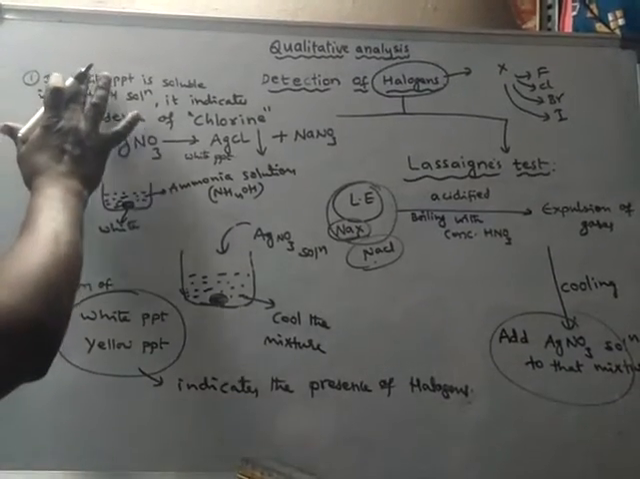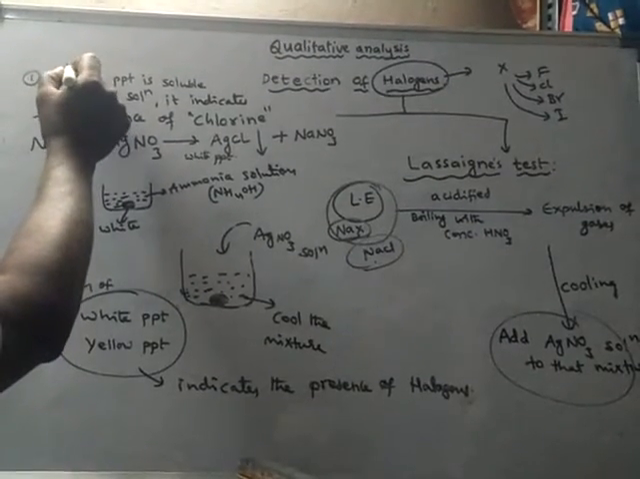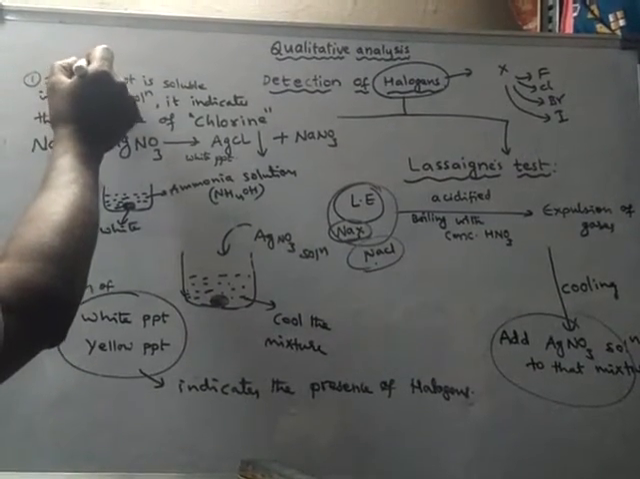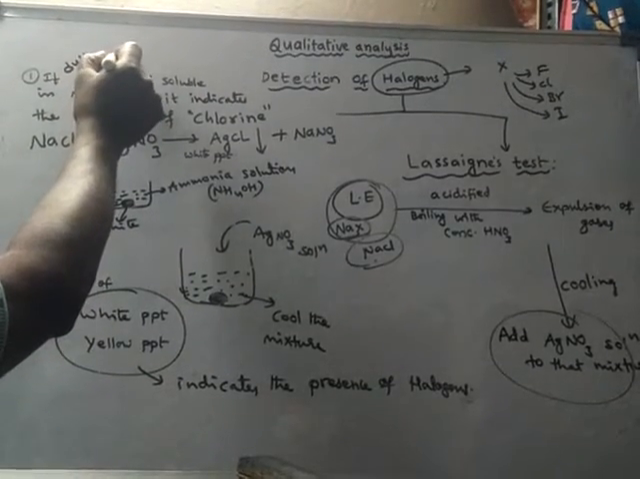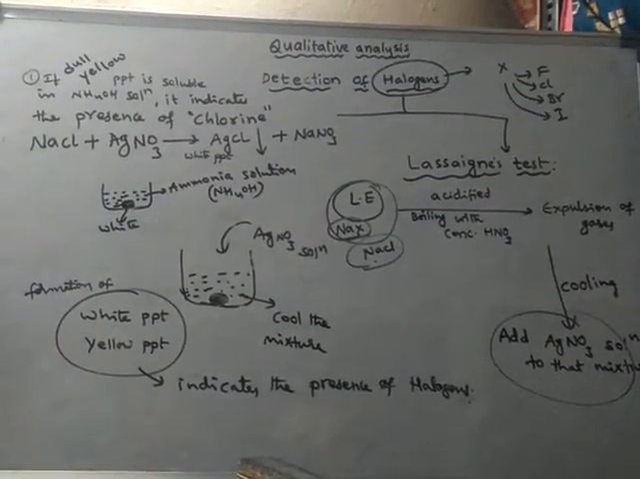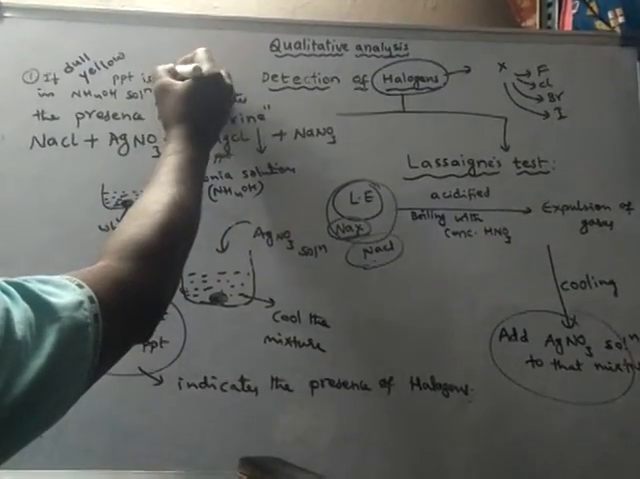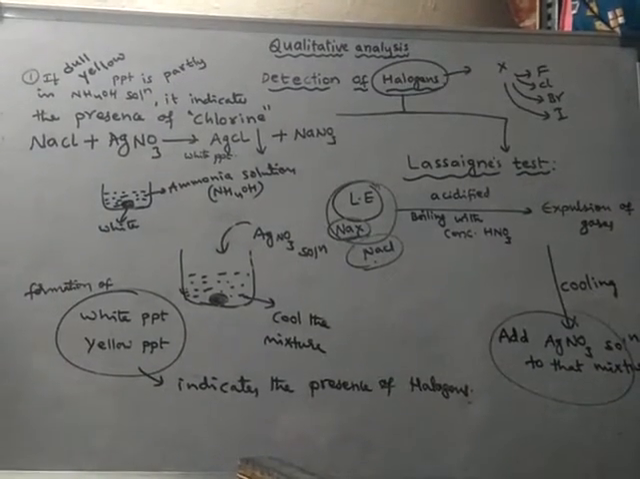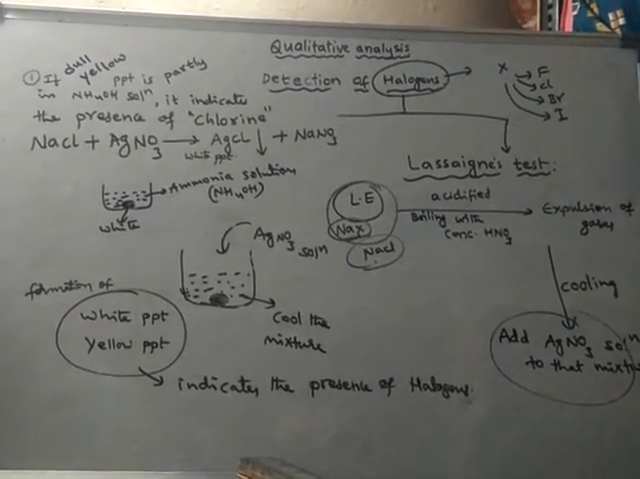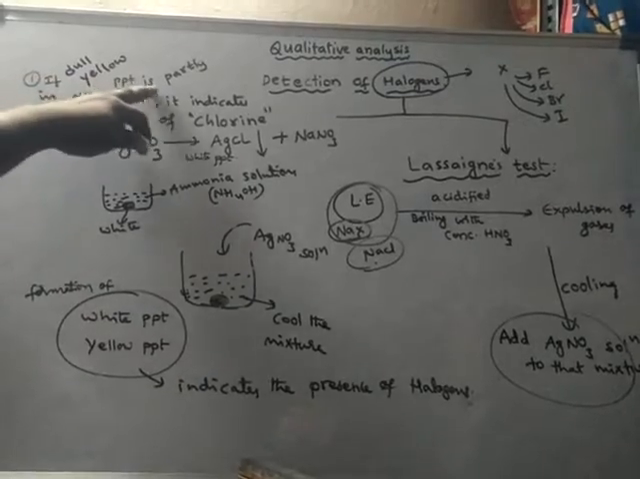Suppose instead of white it is yellow, dull yellow, not bright. If the dull yellow precipitate is partly soluble, not completely soluble. If it is a white precipitate, it is completely soluble, and it is silver chloride, it is chlorine.